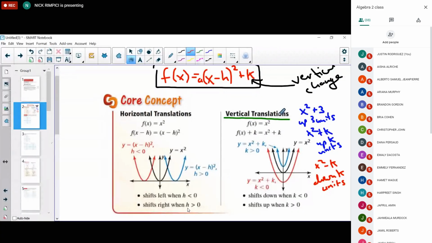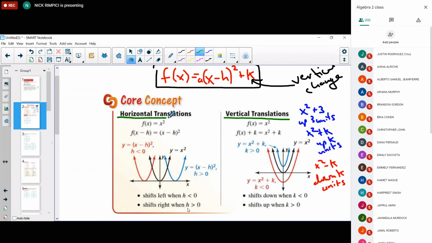Okay, so that's vertical translations. The value k on the outside is what's going to have control over your vertical translations, and that's illustrated here. You can see the plus k on the outside. It's not in parentheses. It's outside. That's the vertical translation. Now I want to talk about horizontal translations.